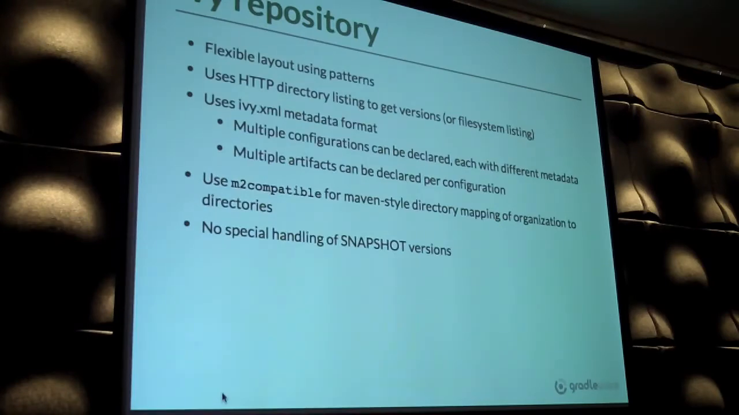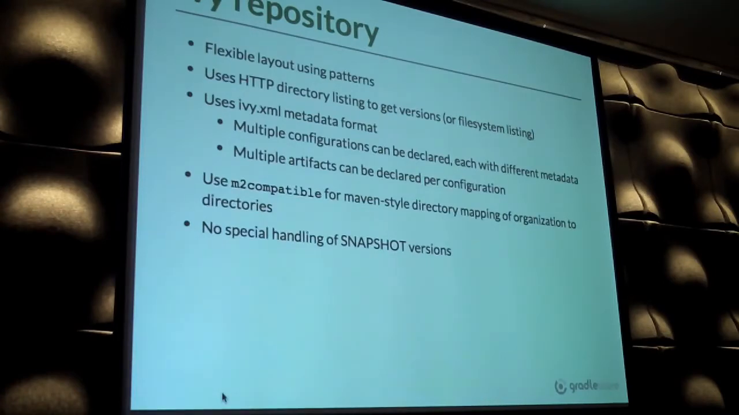Yeah. So Ivy uses HTTP directory listings to get the versions. Basically, it's a bit unfortunate. Whatever's serving up has to serve a directory listing in an Apache 2 compatible format, so that we can parse the returned HTML and work out what artifacts are in there, or a file system listing, which is pretty sensible.